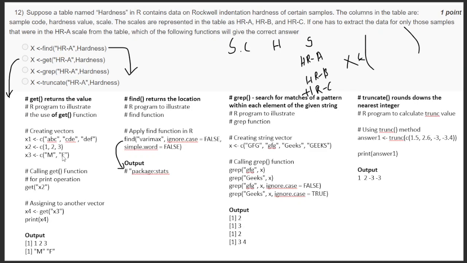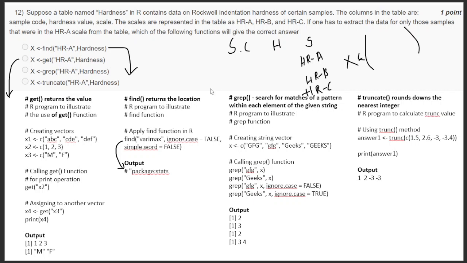We can assign the x3 value to x4. So x4 is assigned x3, and whatever is in x3 will be copied to x4. So when we print x2 and x4, we will get 1 2 3 and M and F. So it returns the value from a particular vector or data set.